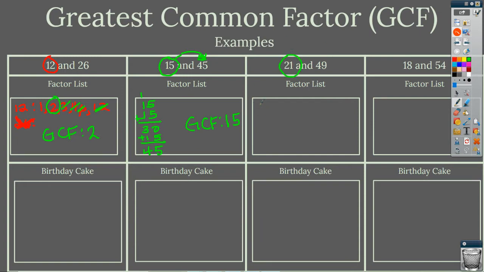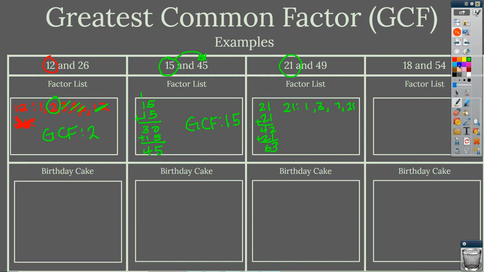21 and 49. Let's see here. We've got 21 and 21, it's 42. Plus 21 is 63. So that is not going to work. So we need to do our factor list for 21 only, because our greatest common factor cannot be bigger than 21. So the factors of 21 are 1 and 21, 3 and 7. 4 doesn't go in evenly, 5 doesn't go in evenly, 6 doesn't go in evenly, 7 does, but it's already on my list, so that means I have no more factors.